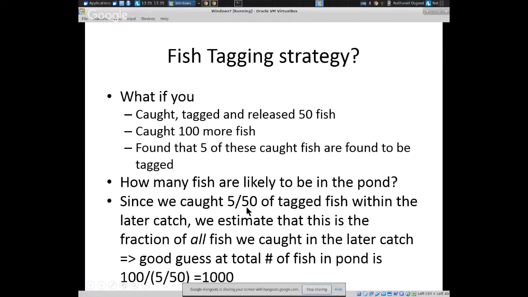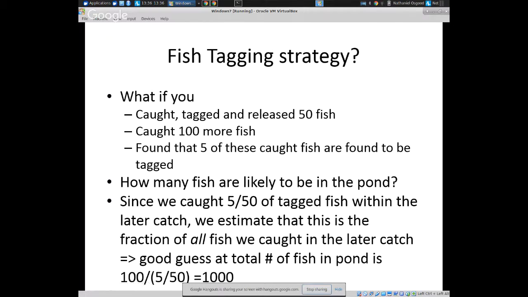Here, the basic logic is, right? Since we caught 5 out of 50 fish with the later catch, 5 out of these originally caught 50, we estimate that's a fraction of all fish that we've caught in the later catch. So we figure, okay, of these 100 fish we caught the second time round, we caught 1/10 of those ones we originally tagged, and therefore, there's probably 100 times 10 out there, or 1,000. Does that make sense to people?